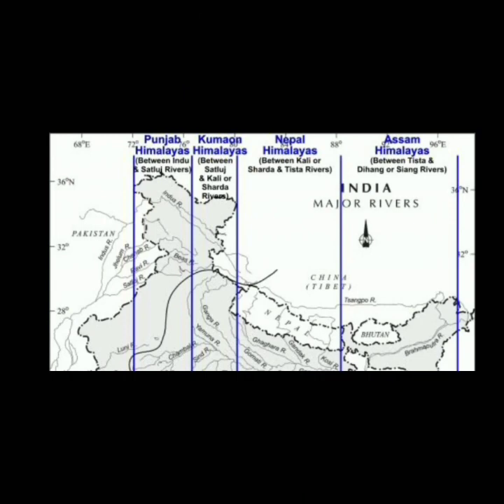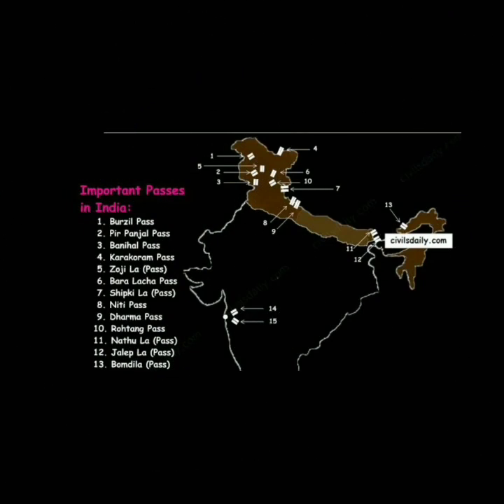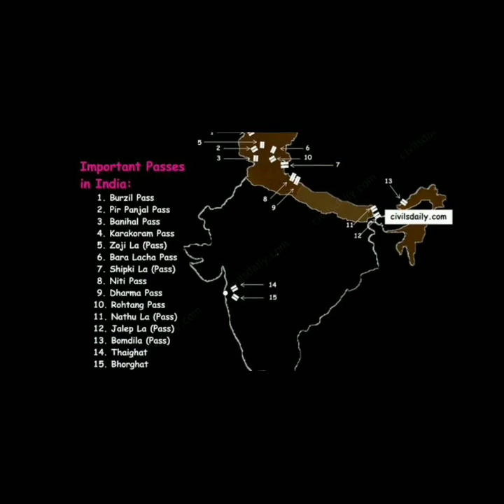Children, I think you have understood the classification of the Himalayas from west to east. See the demarcation of rivers of Punjab Himalayas, Kumaon Himalayas, Nepal Himalayas, and Assam Himalayas. Children, see this map. The map is showing you the mountain passes of the Himalayas. You are going to mark them on the political map of India, that is Karakoram Pass, Zojila Pass, Sipkila Pass, Nathula Pass, and Bomdila Pass.